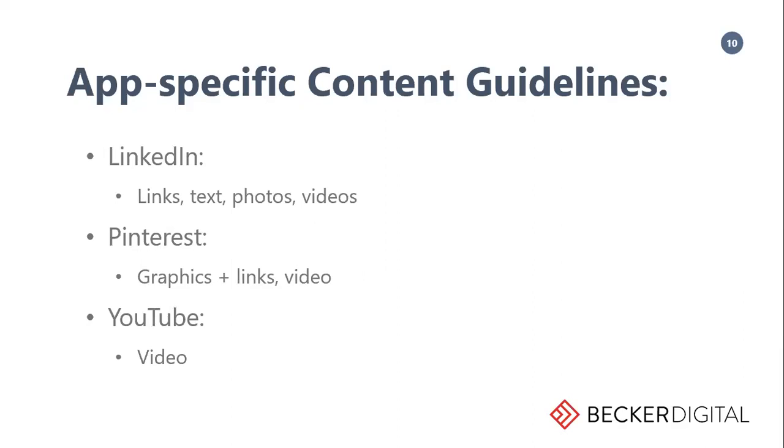On LinkedIn, posts that contain links, text, and photos are all options. There are now ways to share video on LinkedIn as well. Pinterest is pretty unique in that some type of graphic and link is required to create a pin. Pinterest recently rolled out video pin options, and that's projected to be a pretty popular feature as it's more widely adopted. And lastly, YouTube, which is all about video. So pretty much one option on YouTube, but it is very effective.